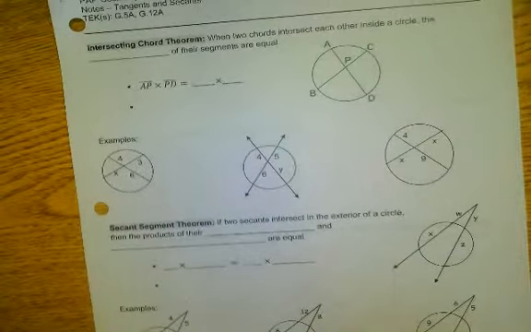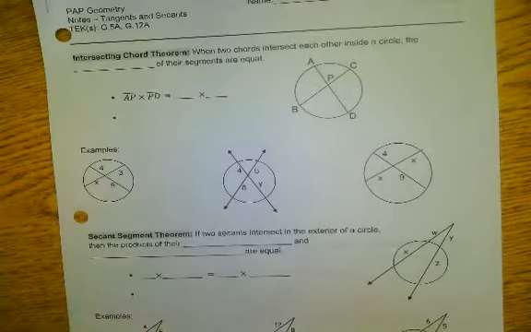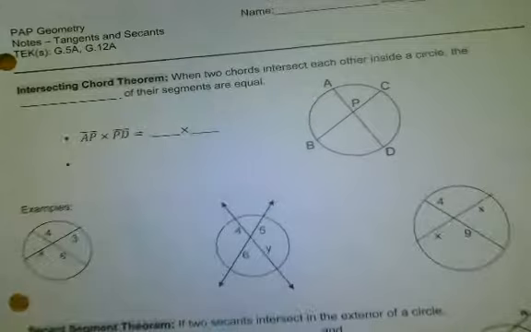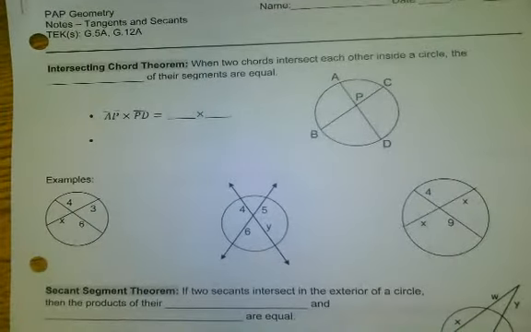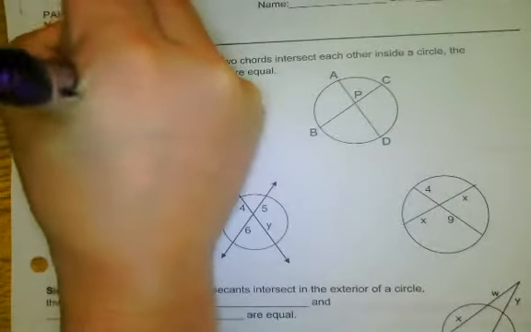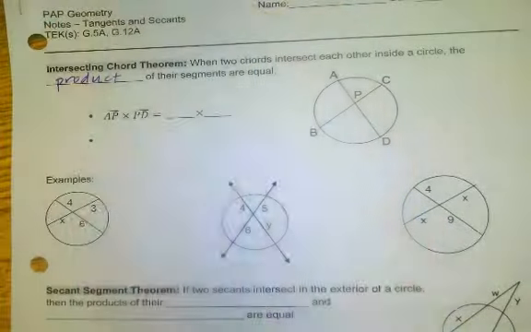Last time we called it segment chord theorem. It's the same thing as this intersecting chord theorem that we have here. And by definition, it's when two chords intersect each other inside a circle, the blank of their segments are equal. What do you think goes in that blank? The product. Okay, because you're multiplying those segments together.